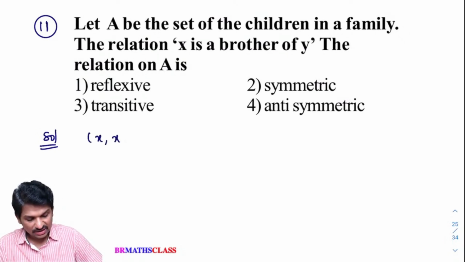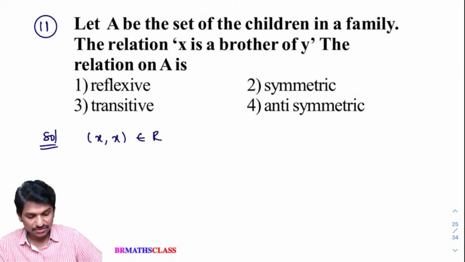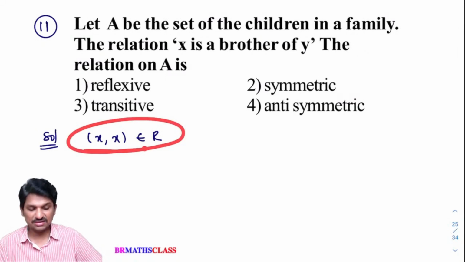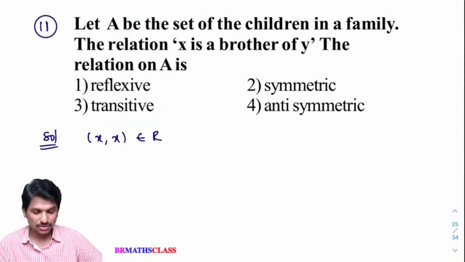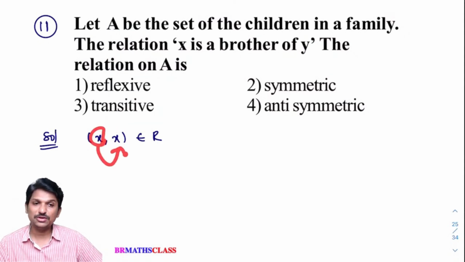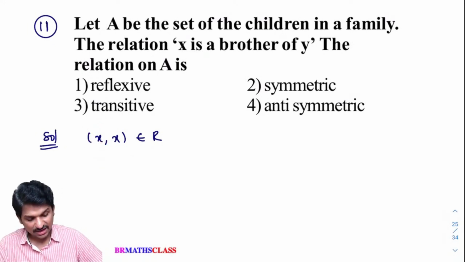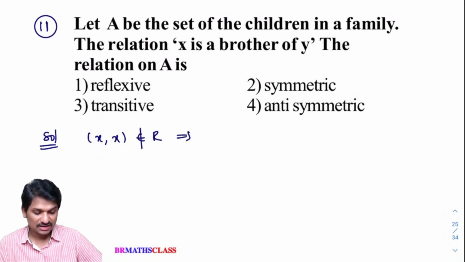You look here. In this, you check whether (x, x) belongs to the relation or not. x is a family member, x is some boy or girl from the set of all children in a family. One person you take. Is it possible that x is a brother of x? x cannot be a brother of x. So what we say? This relation is not reflexive.